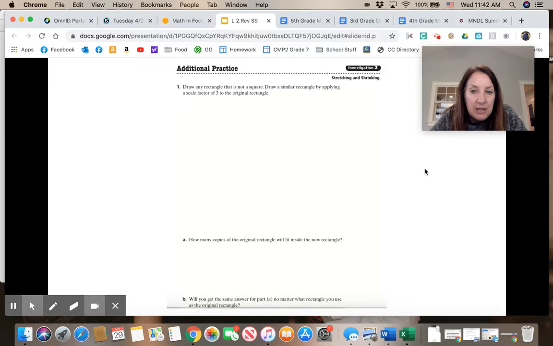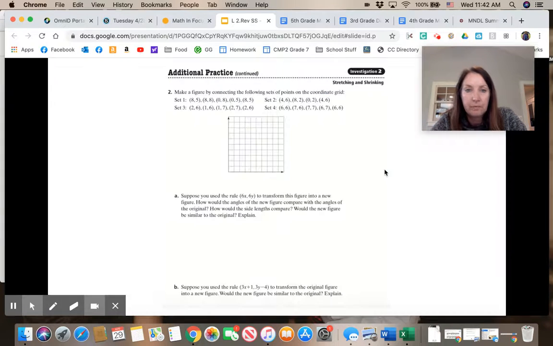1A, how many copies of the original rectangle will fit inside the new rectangle? So that is asking the area. B says, will you get the same answer for part A no matter which rectangle you use as the original? So if you apply the scale factor of 3 to any original rectangle, will you always get the same number of copies available in the image?